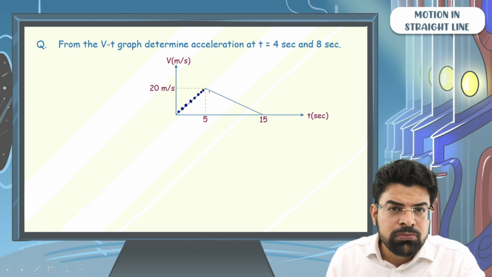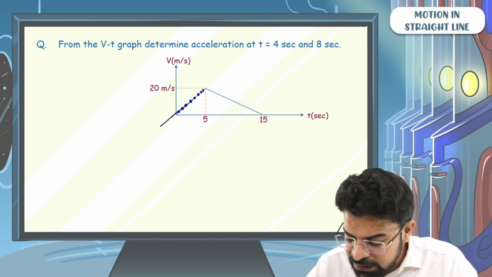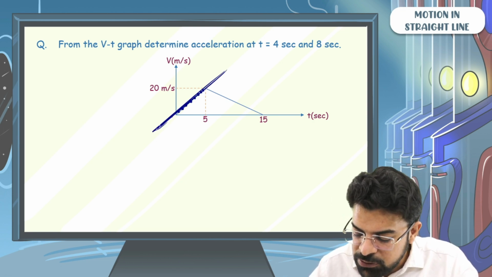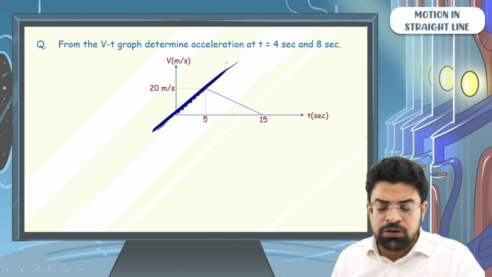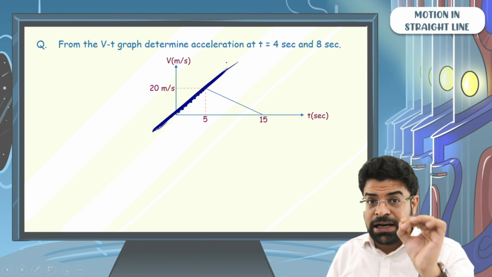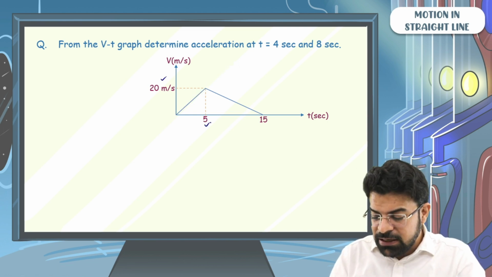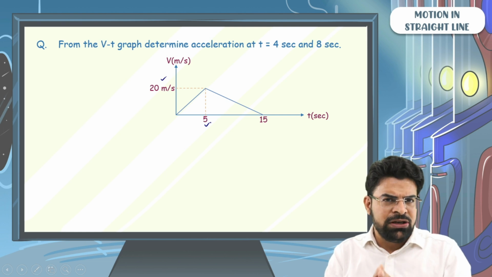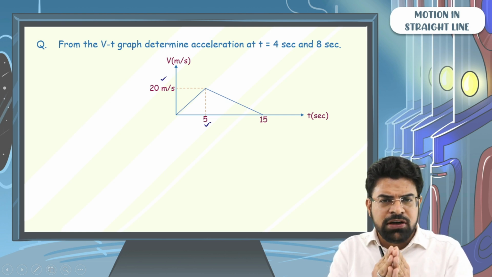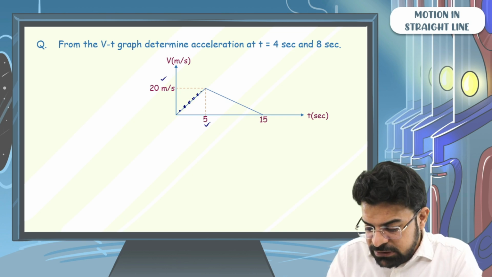What is the slope? The tan of the angle made by the tangent. If you visualize the tangent at all these points, all the tangents will be common. So from time equals 0 till time equals 5, as the slope is constant, you know that acceleration is constant. Now, just by looking at this data, can you tell me what is the acceleration from time equals 0 till time equals 5?